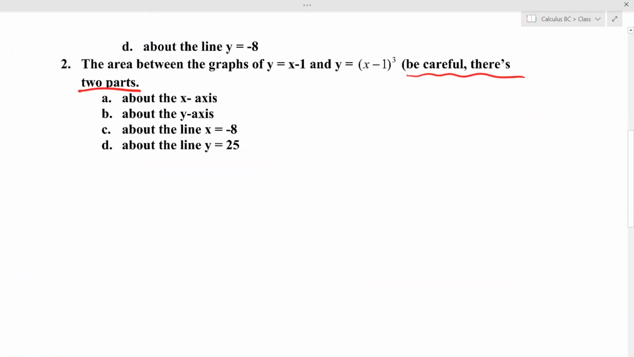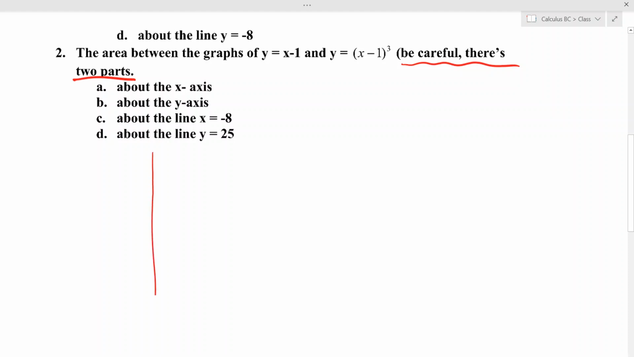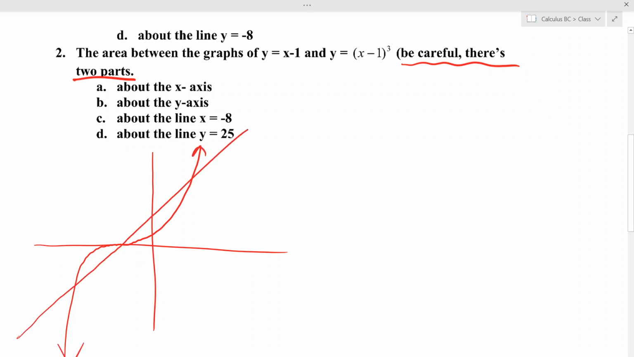So x minus 1 and x minus 1 cubed look like this together. I'm going to exaggerate this, but x minus 1 cubed comes up like, you plug in 1, you get 0. So it comes up like this and hits 1, and then it kind of curves up like that. And x minus 1, the line, is going to look like that. So this actually closes off 2 different regions. We have this first region here, and we have this second region here. Okay, and while that adds a little bit of complication, it doesn't make it terrible. So if we're going to rotate this around the x-axis, check this out. Let's draw the x-axis here.